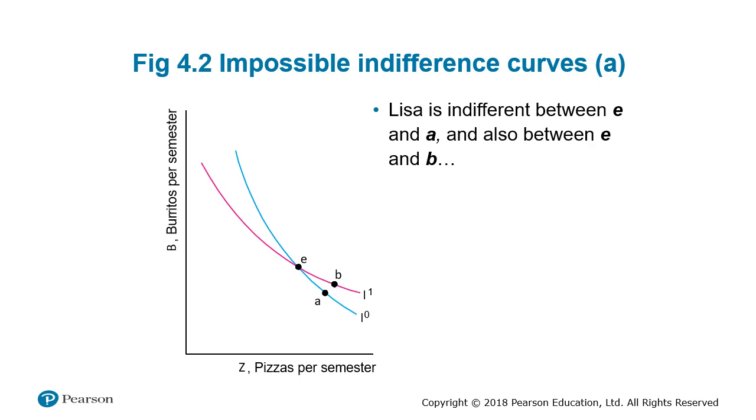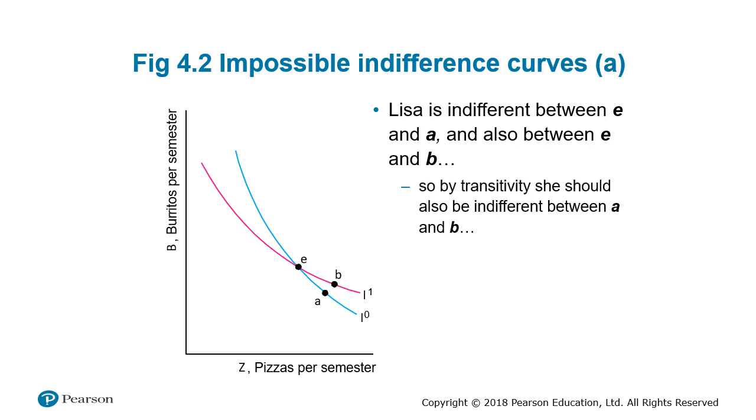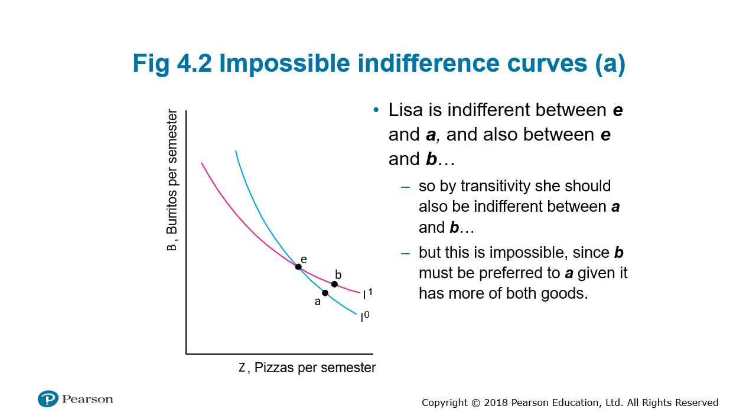Well, Lisa is indifferent between bundle E and bundle A according to indifference curve I0, the blue indifference curve. But according to the pink indifference curve I1, she's also indifferent between bundle E and bundle B. So by transitivity, remember that means internal consistency, she should also be indifferent between A and B if they're both equivalent to E. But that's impossible because you can clearly see that B has more of both goods, so B must be preferred to A. So logically, crossing indifference curves are just impossible.